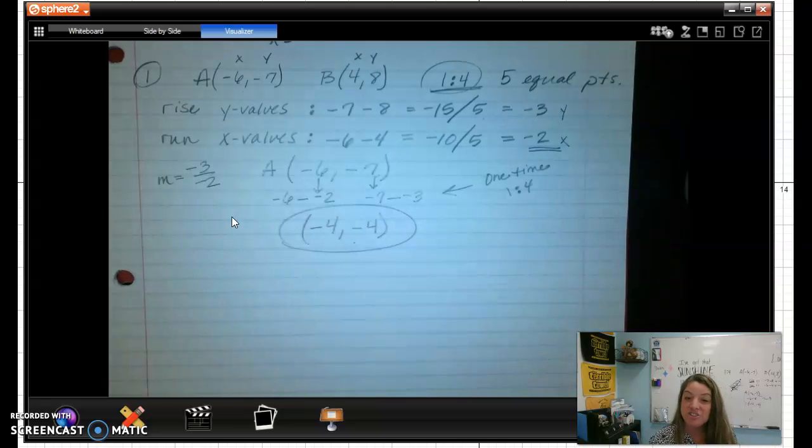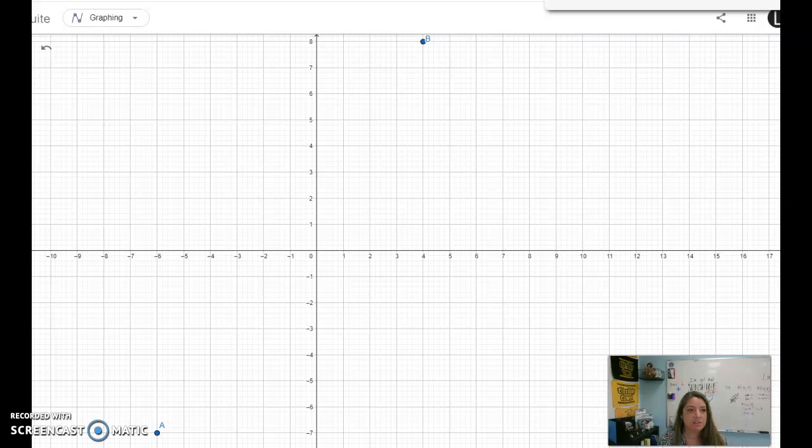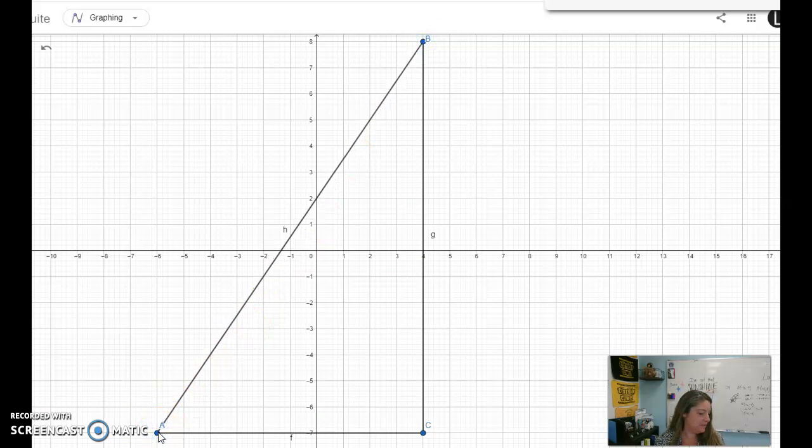So let's go look at Geogebra and see what that looks like. Let's check our answer on the graph, okay? All right, so here we are on Geogebra. I have my point A, my point B, and what I'm going to do is build that triangle. Again, we're just using this to check our answer, okay? So I'm just building the triangle, and then we're going to figure out the slope thing. According to our slope, we were supposed to partition this into 5 equal parts, and our rise was 3 and our run was 2.